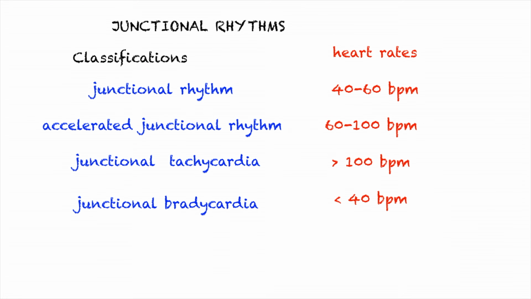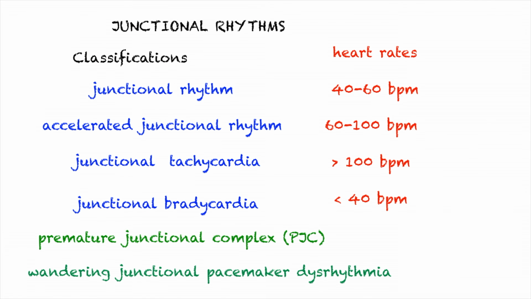Now, there are also other classifications of junctional rhythm, such as the premature junctional complex and the wandering junctional pacemaker dysrhythmia. But I might do that in a different video. But just keep in mind that all of these classifications have one thing in common, and that is that the P wave is inverted or absent. That is your junctional rhythms.